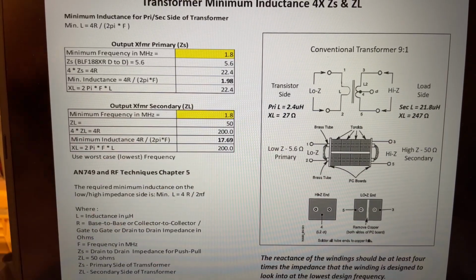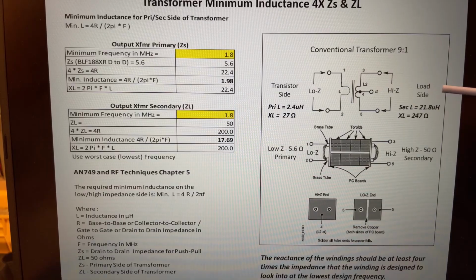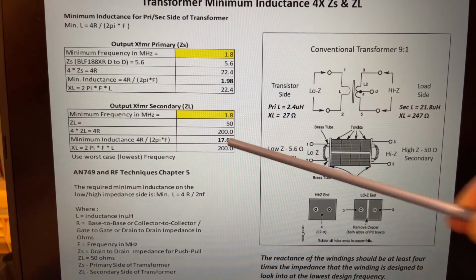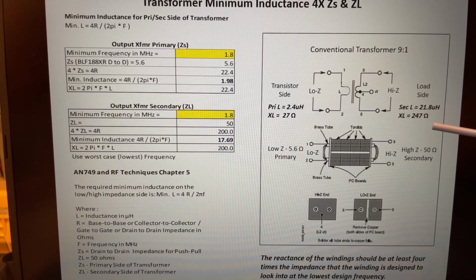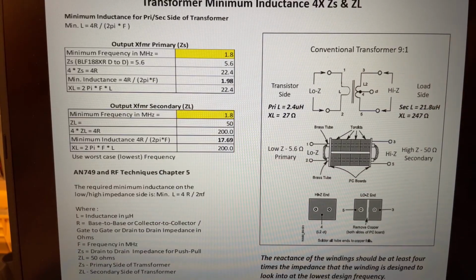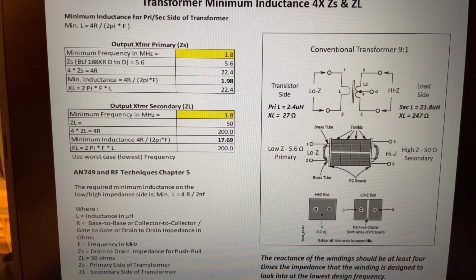So that's the minimum. Now we go back and we measure the actual transformer. I got 21.8 microhenries, so that's above the minimum, and I got 247 ohms, again above the minimum. So this tells us that the transformer design meets this design rule of at least 4 times higher. And that's a good design rule. I've been using it for years.